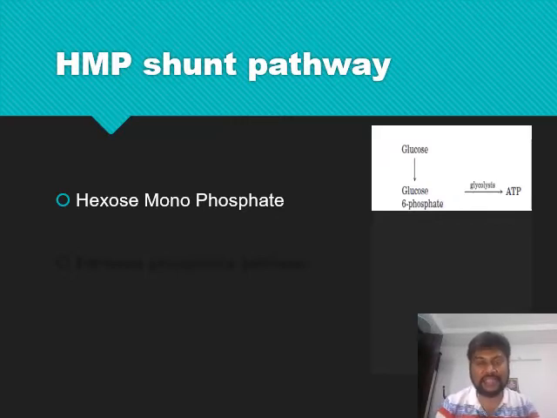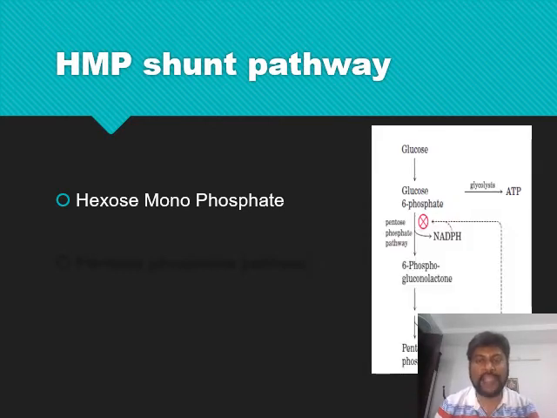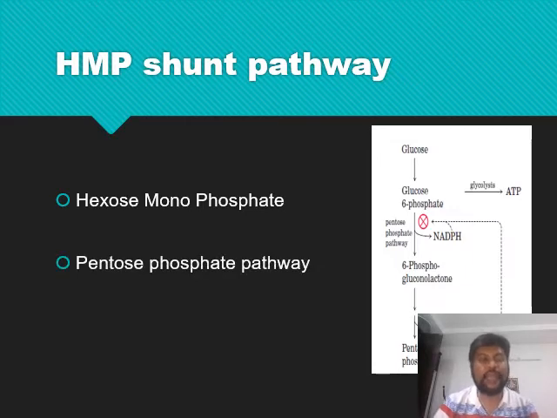But sometimes in some cells it may be diverted to an alternate pathway to produce NADPH and pentose phosphates. Such an alternate pathway undergone by our glucose 6 phosphate, or the HMP, is called the HMP shunt pathway. Since pentose phosphates are produced in this pathway, it can also be called the pentose phosphate pathway. So this is the definition: an alternate pathway of glucose 6 phosphate to produce pentose phosphates and NADPH is called the HMP shunt pathway.